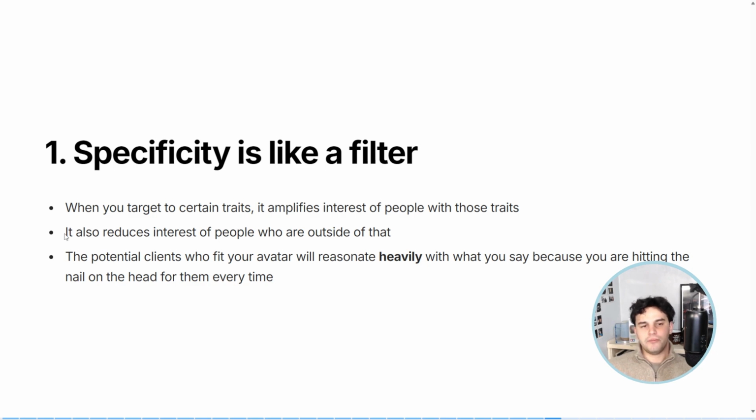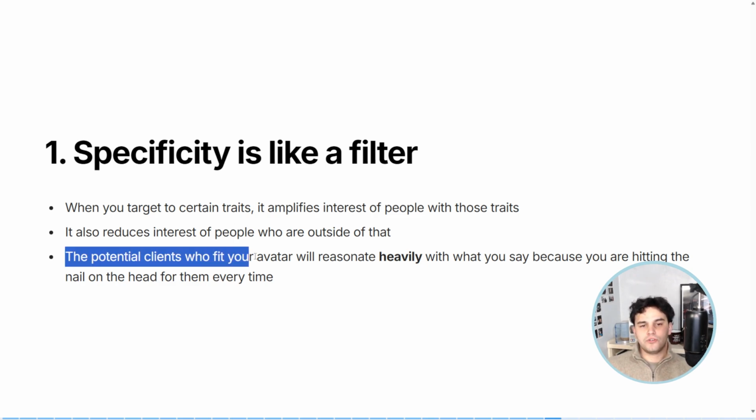But this is just as important though. A lot of people don't realize this, but it actually reduces the interest of people who are outside of that, which is your goal. Because if you have a specific target audience and a specific target client, then you actually want to be rejecting people outside of that because you either don't want to help them, you can't help them, or you just prefer to help the people who are in your specific ideal client circle. So either way, it's going to reduce the interest of people who are outside of that, and it's going to prevent time wasters from coming into your ecosystem.